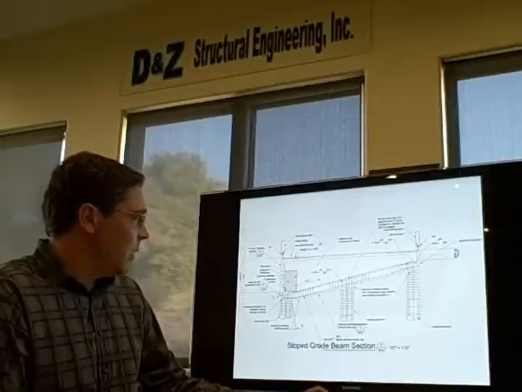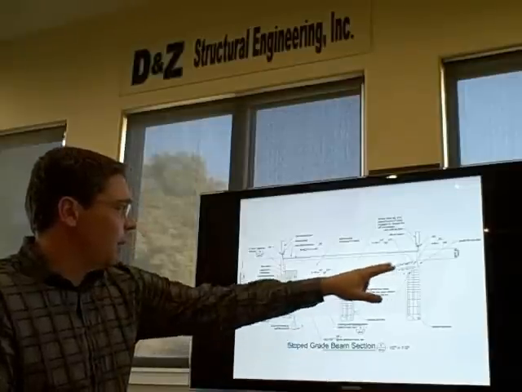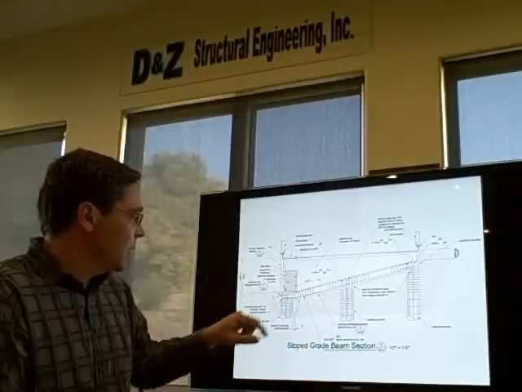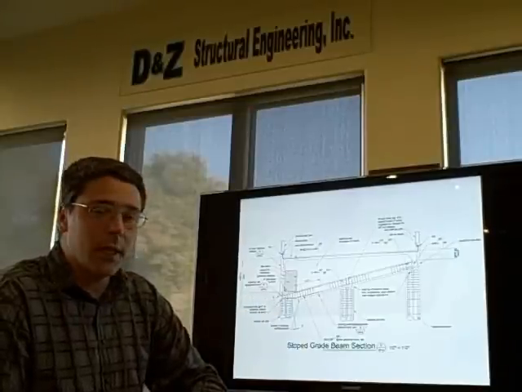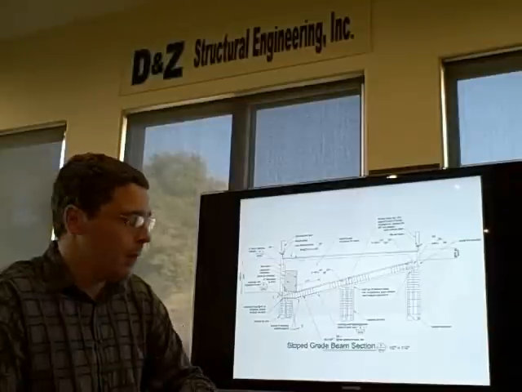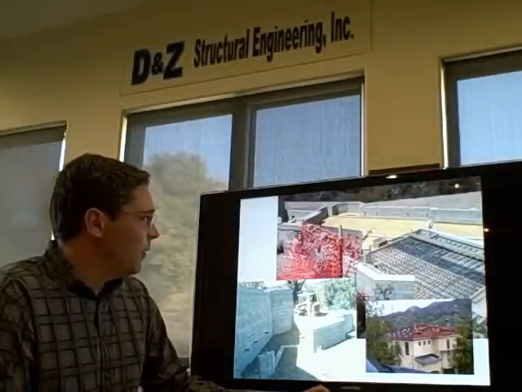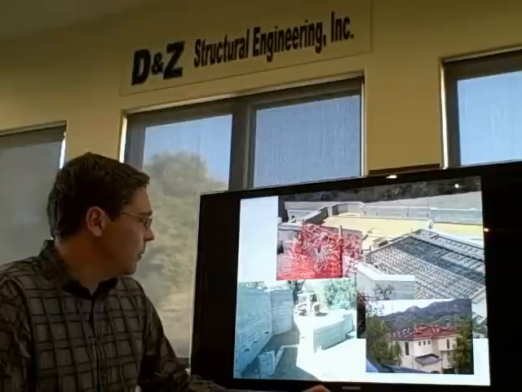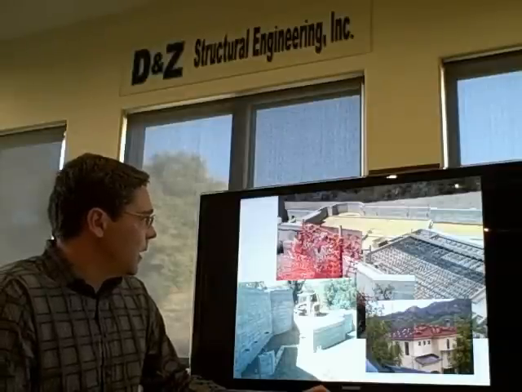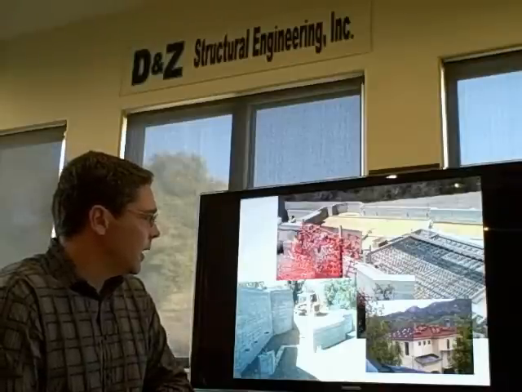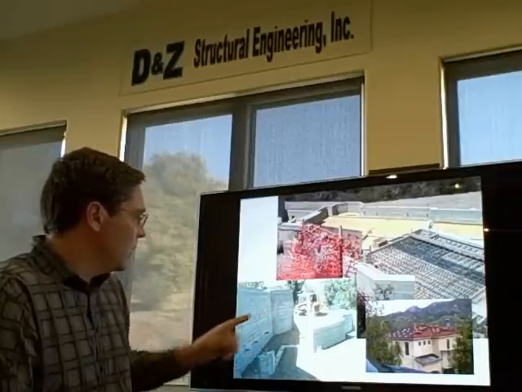Here's an example of a sloped grade beam condition with a retaining wall above and then the caissons. Caissons can support retaining walls as well as standard grade beams. There's a view of a house being constructed with deep foundation. This entire foundation is supported on caissons and grade beams as well as this retaining wall.